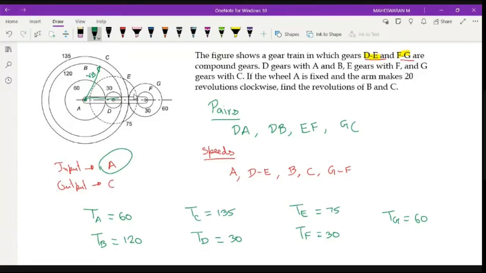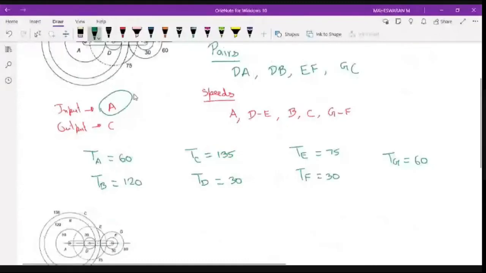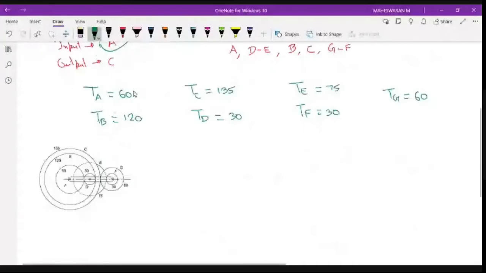Yes, sir. So reverted gear will be summation is equal to. This is not that. This is the geometric way I am saying. Okay, sir. Understood. Can you understand? Yeah. Okay. Right. So we'll proceed.